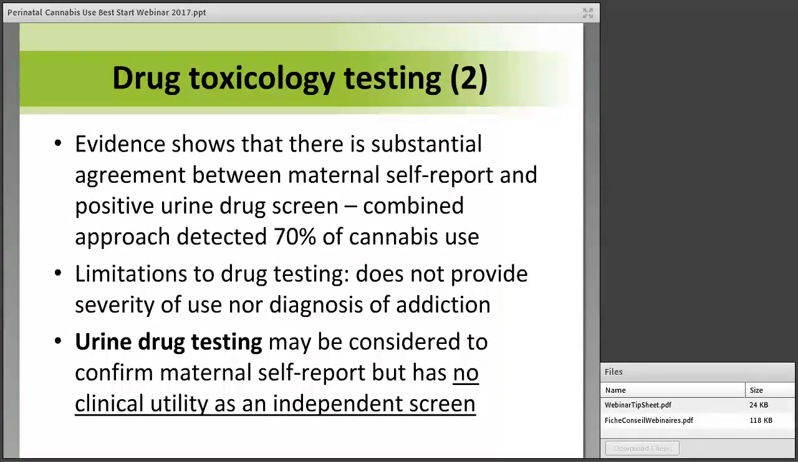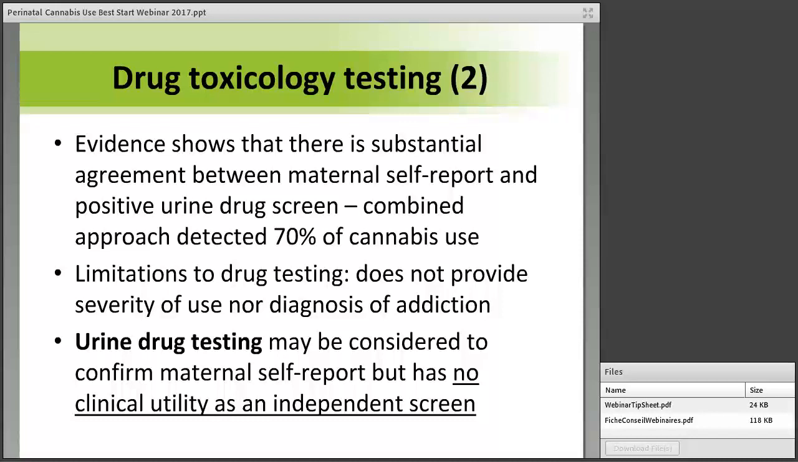So there's evidence that there's a substantial agreement between maternal self-report and positive urine drug test. So the approach that's recommended by most, I would say, specialists in the field is that we use the screening questions first, and then we use the urine drug test as a confirmation approach. And this combined approach will detect 70% of cannabis use.